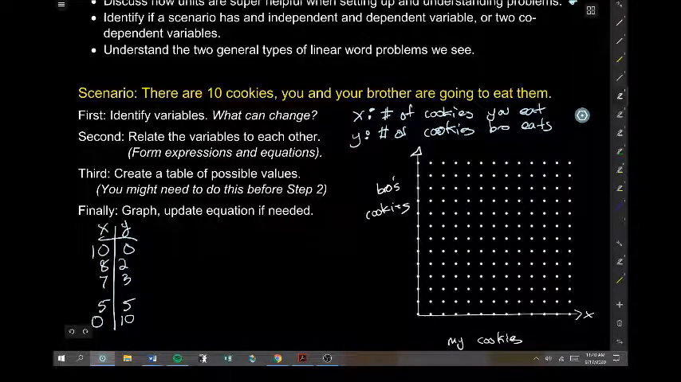I'm also going to put down some numbers for scale. Just count by ones, but I'm going with every other dot, so it looks like I'm counting by twos, but I'm counting by ones. Let's graph some possibilities here. I could eat 10, he eats 0. Best timeline. I could eat 0, he eats 10. I could eat 8, he eats 2. I could eat 7, he eats 3. I could eat 5, he eats 5. Really, all of these are possibilities.